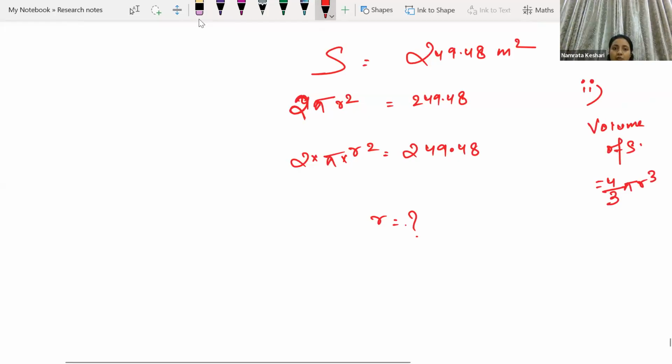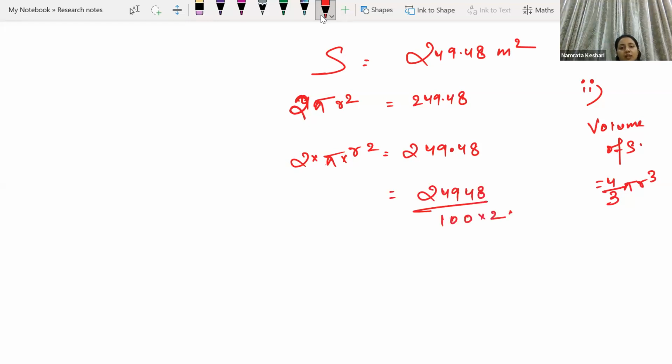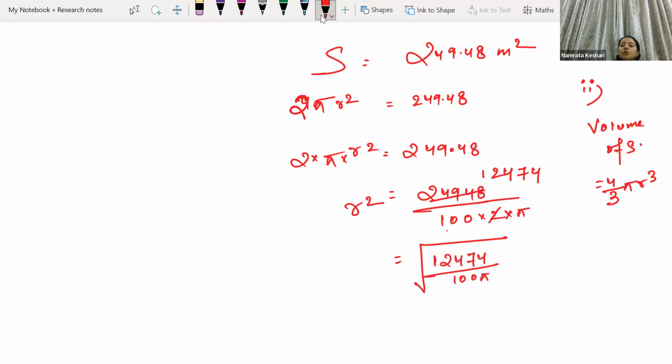Basically let me show you what exactly our r will be. See, 24948 by 100 I am writing for now. 2 will come in the denominator, pi will come in the denominator. Yes or no? That is r square. 2 ones are 2, 2 twos are 4, 4 twos are 8, 2 sevens are 14, 4 twos are 8. By 100, please keep as it is, because we will take the square root, then it will help us. Is it clear to all of you?